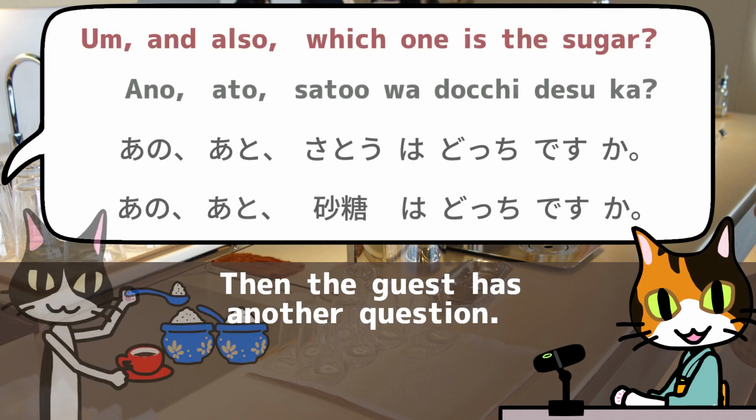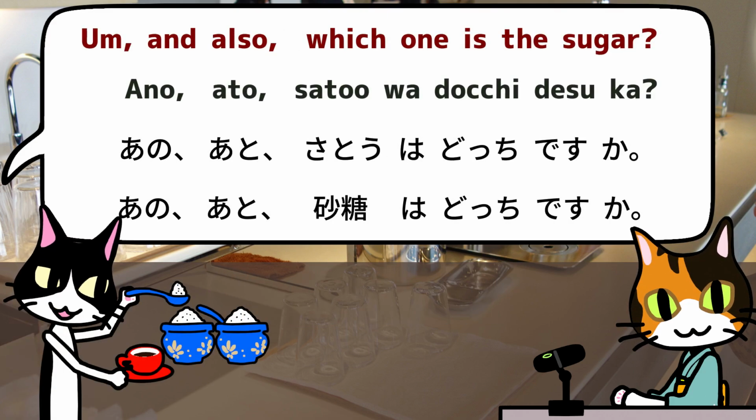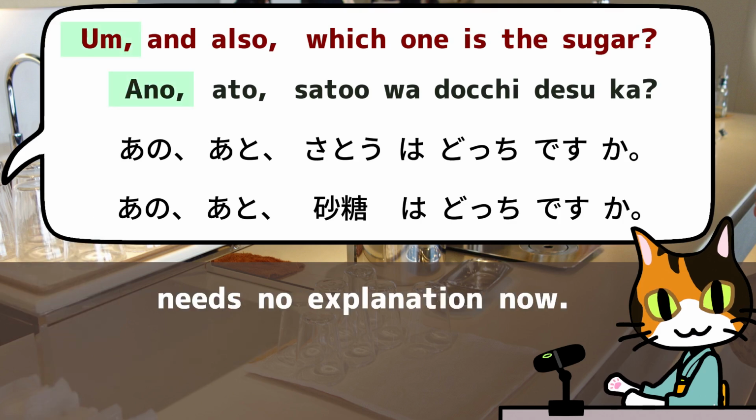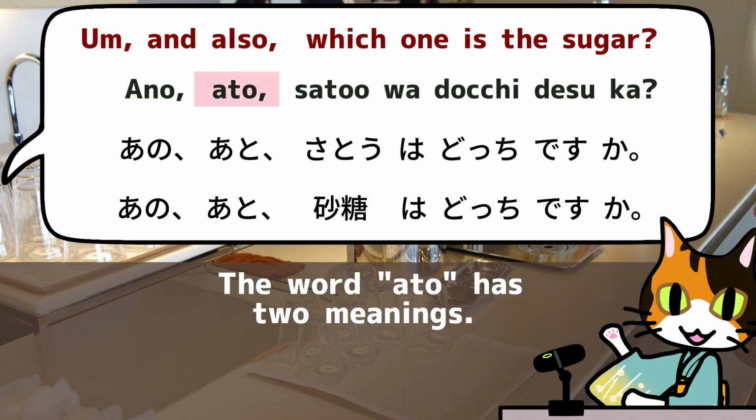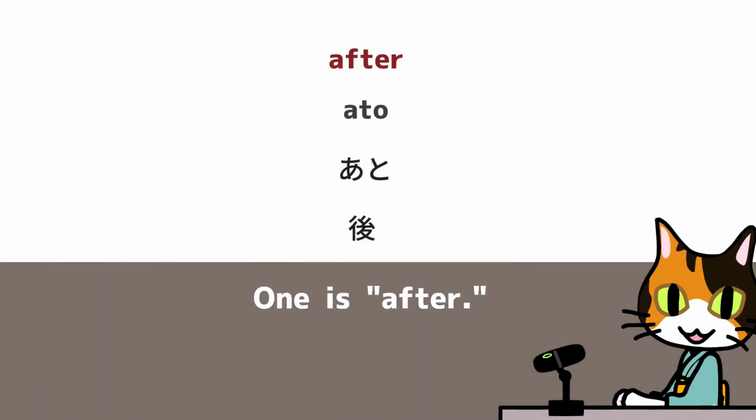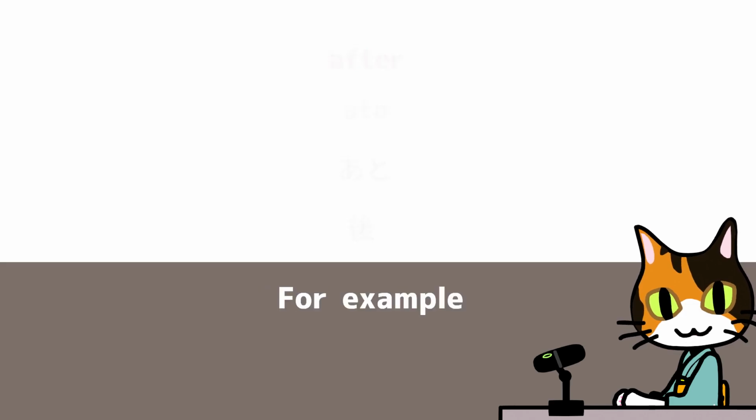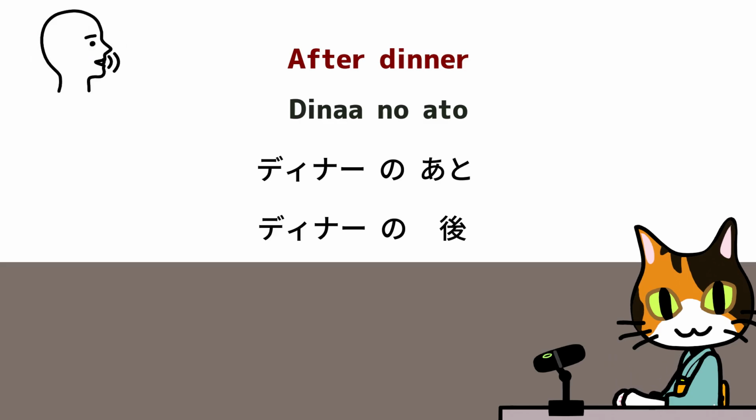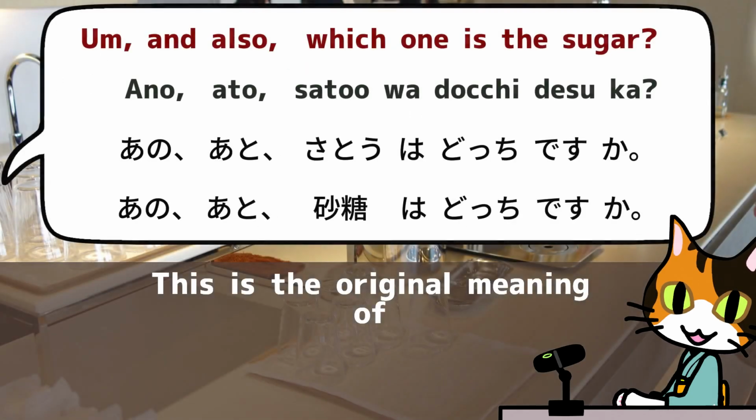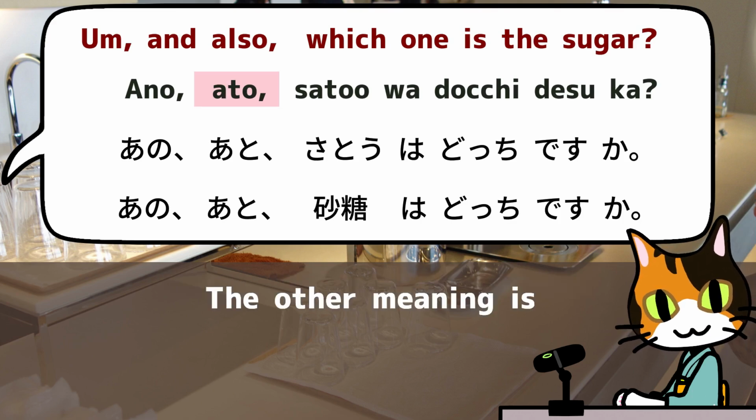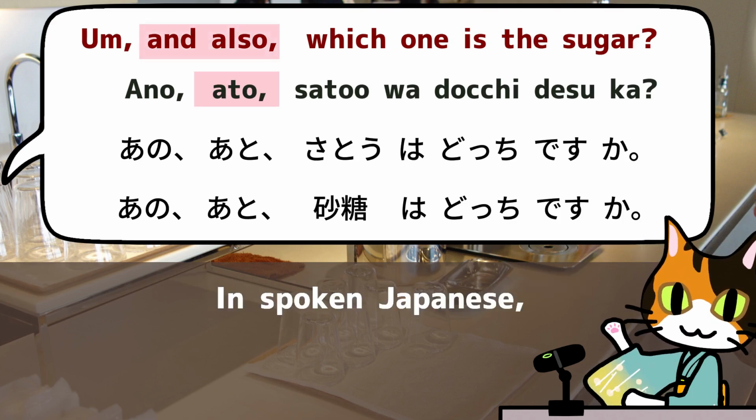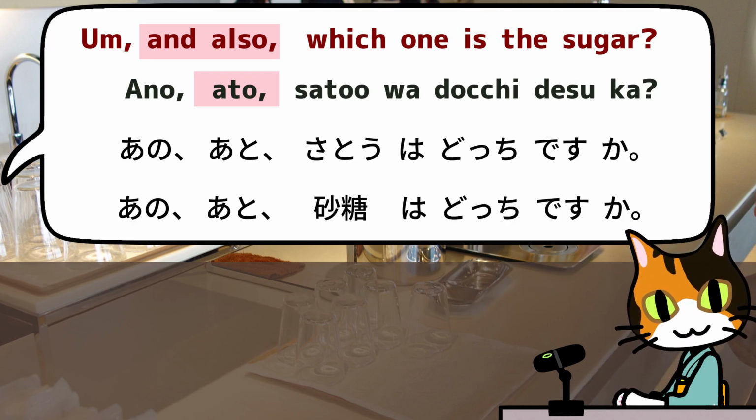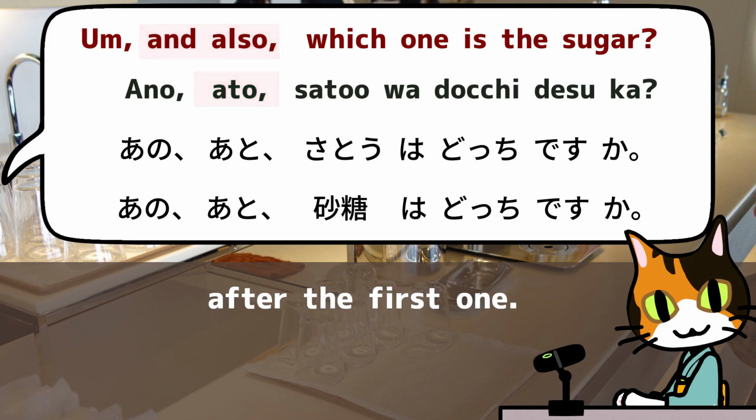Then the guest has another question. あと、砂糖はどっちですか？ This filler word, no, needs no explanation now. The word, ato, has two meanings. One is, after. For example, after dinner, is said like this. ディナーの後。 This is the original meaning of, ato. The other meaning is, and also. In spoken Japanese, ato is used as a connector to add something. So here it adds another question after the first one.